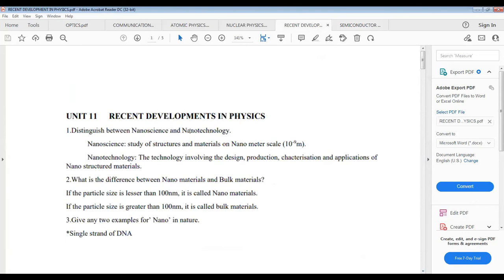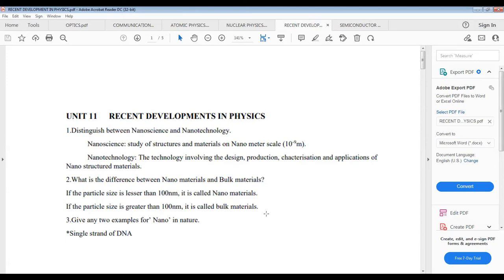Distinguish between nanoscience and nanotechnology. What is the difference between nanomaterial and bulk material? We are going to define the particle size. Bulk material means the particle size is very, very great, in the order of 100 million nanometer. If the particle size is lesser than 100 nanometer, it is called nano. Nano means 10 power minus 9.